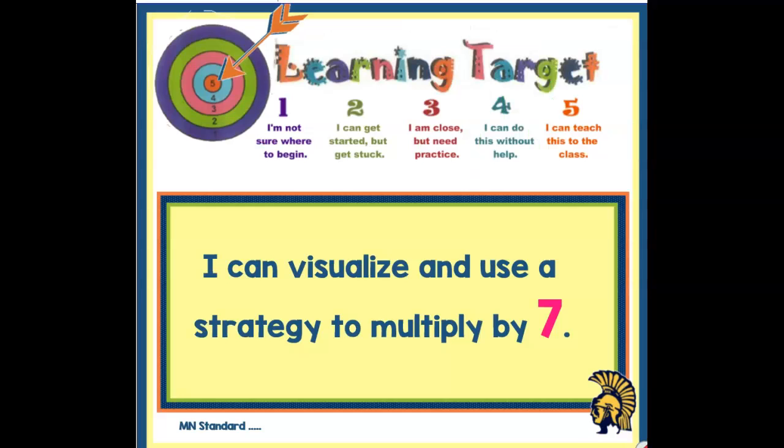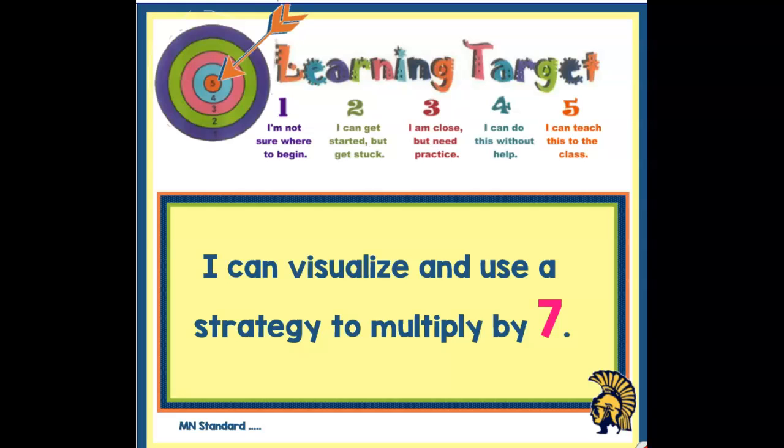So our learning target was I can visualize and use a strategy to multiply by 7. I want you to rate yourself now. Do you think you're at a 1 where you're not sure where to begin? 2, maybe you can get started. Maybe you know some of the song, but when you get to the 6s, 7s, 8s, and 9s, it gets a little tricky.